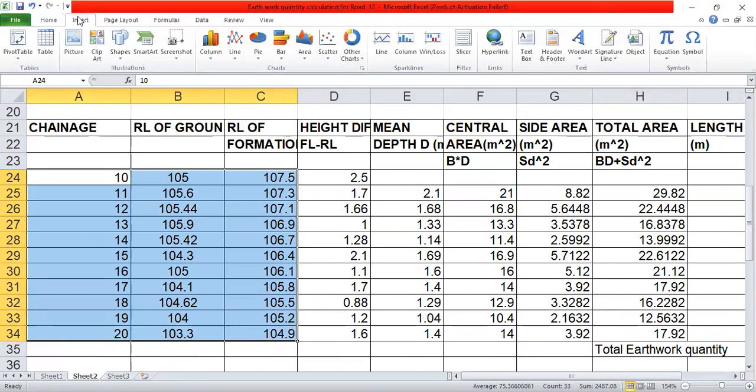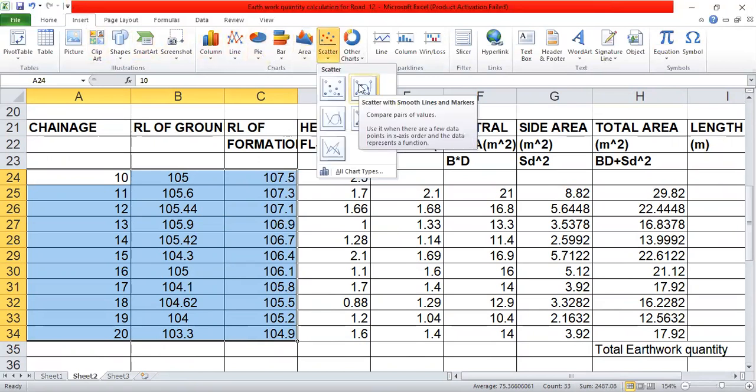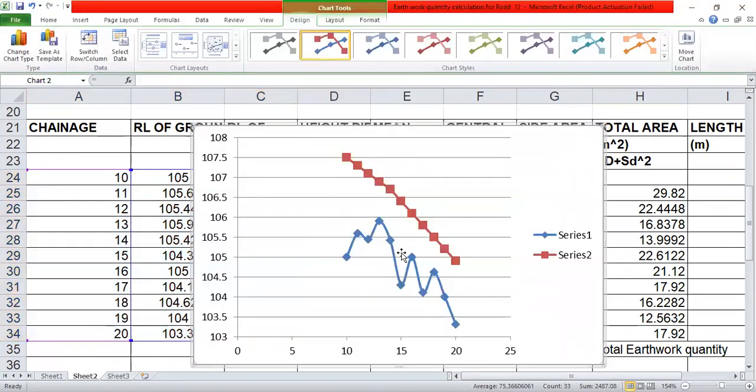Go to the Insert option. Go to the scatter chart. In that, choose the line option, here is one. You will get this red line, whatever is appearing, it is the RL of formation, and the blue line is the RL of the ground. All the quantities are in filling only, you can observe.